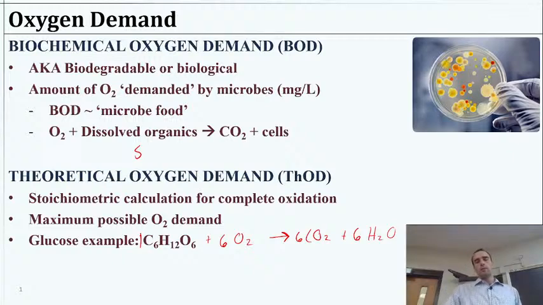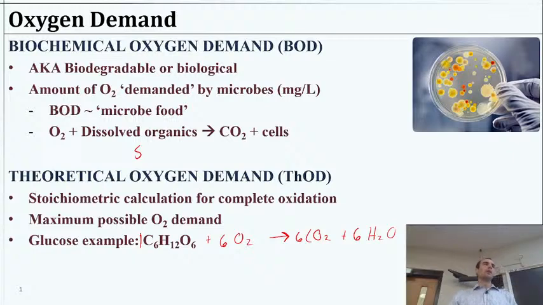So this is just that stoichiometric kind of approach. And in practice, it's going to be very rare that we know exactly what kind of microbe food is there and exactly what quantities and all of that. And it's also pretty unlikely that we'll get exact complete conversion, right?